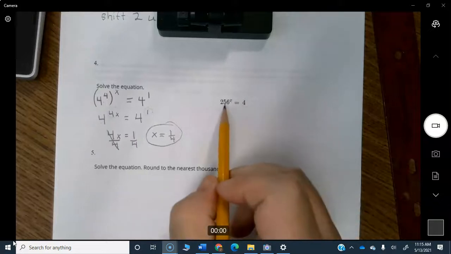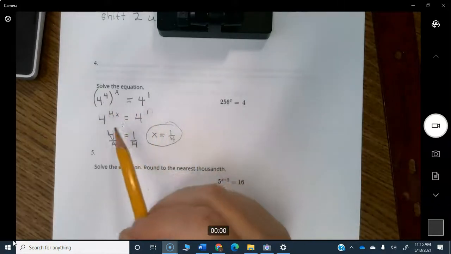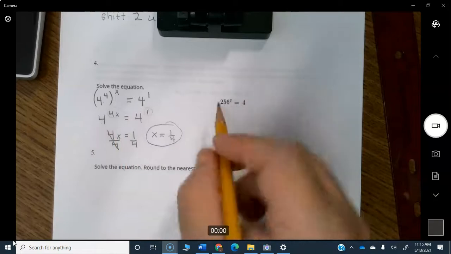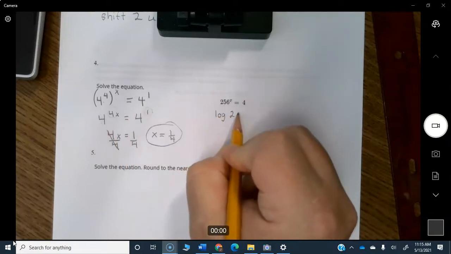What if you didn't recognize that 256 is a multiple of 4? This is called the common base method. You could have simply taken a log. You can do this. Log 256 to the x.